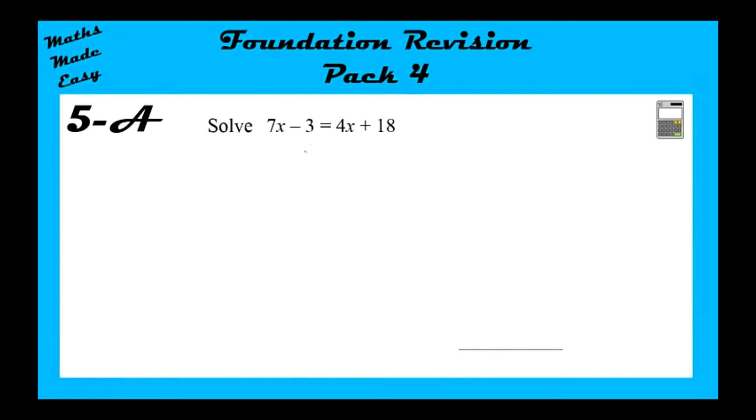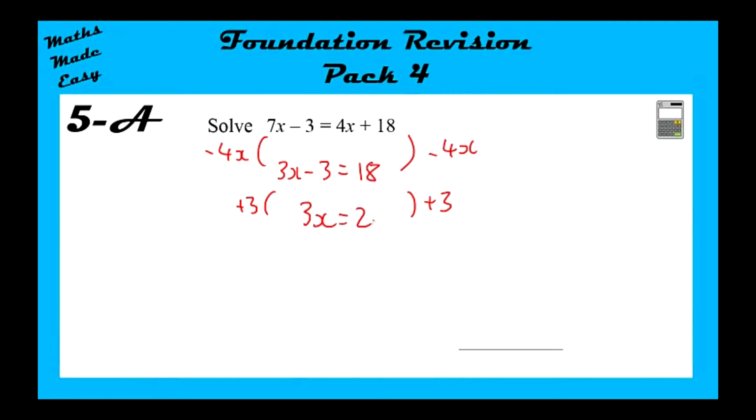It's question 5a. Solve this. We've got x's on both sides for this equation. We've got 7x here and 4x here. There's more x's on the left, so I'm going to collect the x's on the left. So the first thing I do is take 4x from both sides. 7x take away 4x is 3x. I've still got negative 3, and then I've got 18. I now add 3 to both sides. Gives me 3x equals 21, and finally divide 3 on both sides gives you x equals 7.